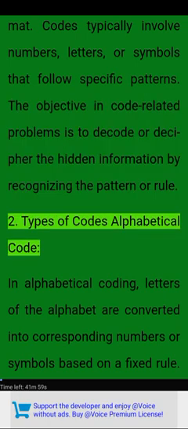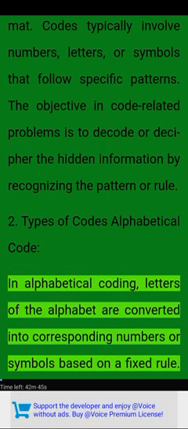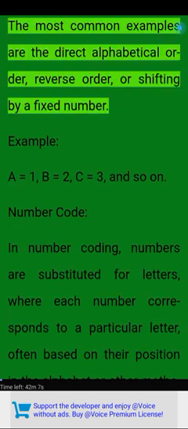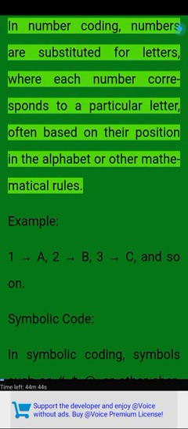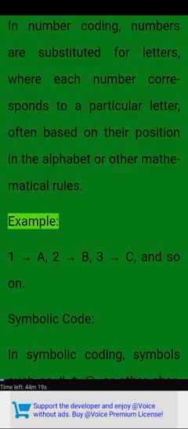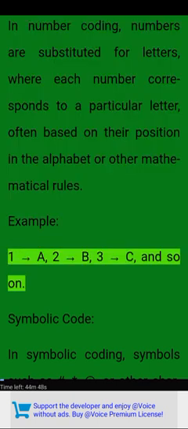2. Types of codes. Alphabetical code. In alphabetical coding, letters of the alphabet are converted into corresponding numbers or symbols based on a fixed rule. The most common examples are the direct alphabetical order, reverse order, or shifting by a fixed number. Example: A equals 1, B equals 2, C equals 3, and so on. Number code. In number coding, numbers are substituted for letters, where each number corresponds to a particular letter, often based on their position in the alphabet or other mathematical rules. Example: 1 → A, 2 → B, 3 → C, and so on.